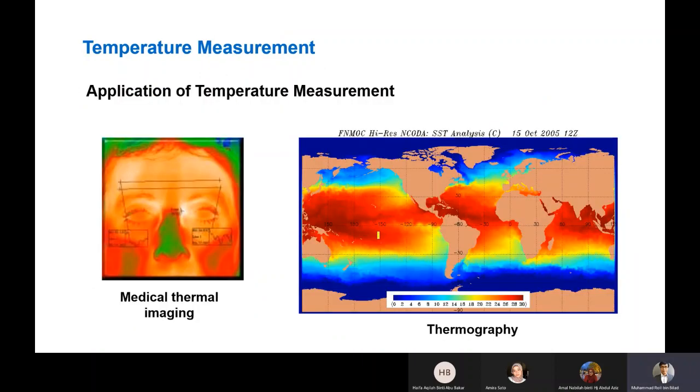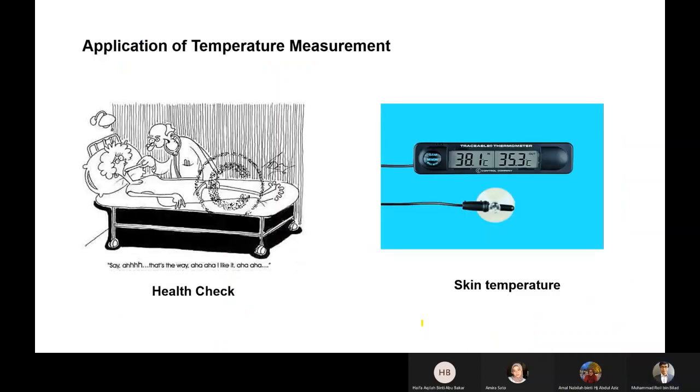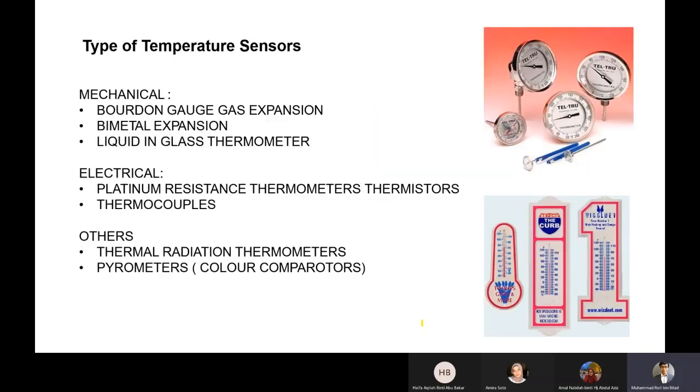Temperature measurement: we use it for thermal imaging, which is quite popular now, especially if you travel through the airport during the pandemic. They have a very big camera to check the passenger's temperature. We also use a thermometer to provide thermography maps, and to check health by measuring skin temperature. There are many different types of temperature sensor: mechanical, electrical, and others.